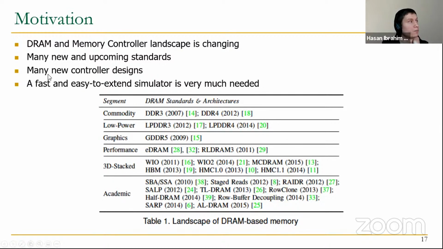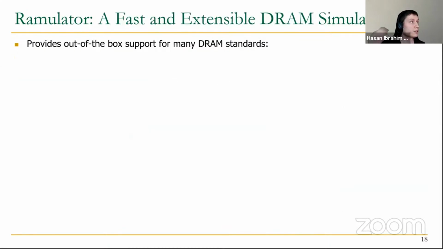Basically, evaluating all these new upcoming standards and academic proposals is challenging. And we need a fast and easy to extend simulator to be able to evaluate those things efficiently. To this end, we developed Ramulator, which is a fast and extensible DRAM simulator. Maybe this title is a bit misleading. It's not only a DRAM simulator because it also implements a lot of memory controller functionality. Maybe we can discuss those later, but I will give one example.